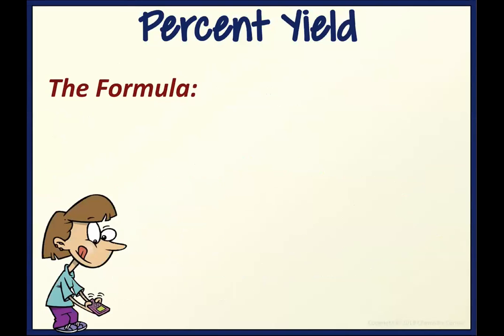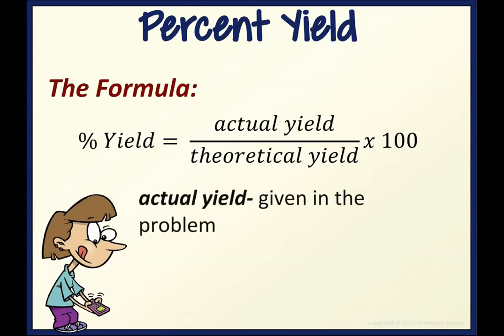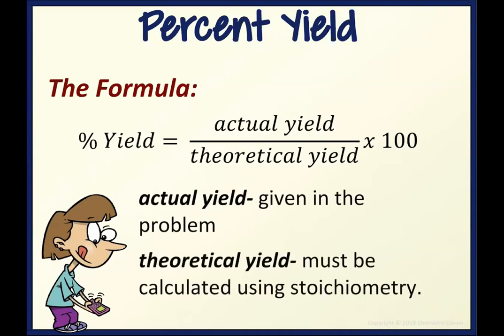So here's our formula for finding percent yield. So percent yield is the actual yield, that's the actual yield you get in the experiment, divided by the theoretical yield, what you should have gotten, times 100. Remember that the actual yield is going to be given to you somewhere in the problem. The theoretical yield you might have to figure out. That is the kind of thing we have been figuring out in these other stoichiometry problems. Okay, the actual yield is given in the problem. The theoretical yield must be calculated using stoichiometry. So let's try one.